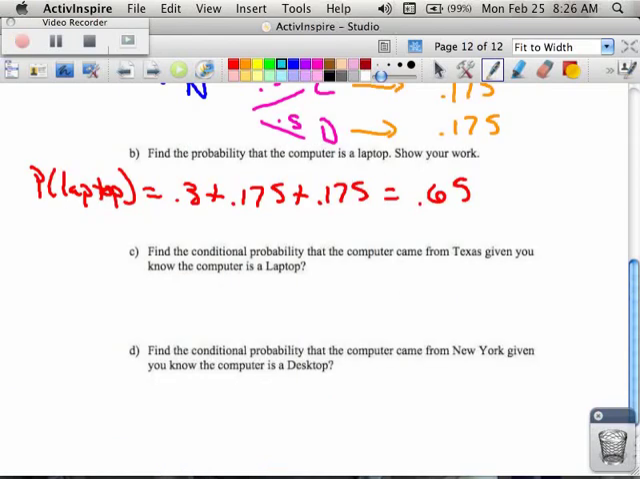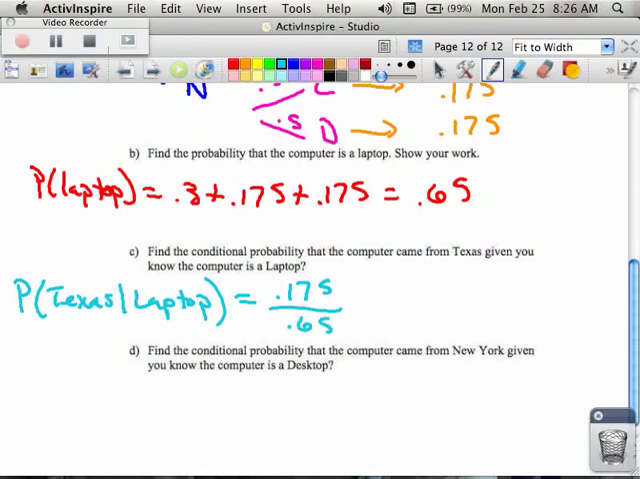And then the next question was, what's the conditional probability that it came from Texas, given you know it's a laptop, so that's the probability that we're from Texas, given it's a laptop. So we want the probability of Texas and a laptop, which turns out to be 0.175 from the tree diagram, given that we know it's going to be a laptop, which we just found, which is 0.65, for a probability of 0.2692.